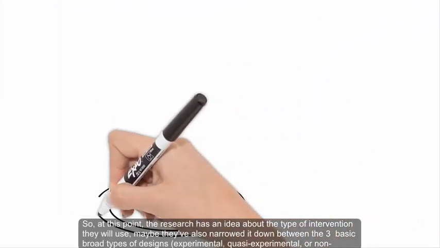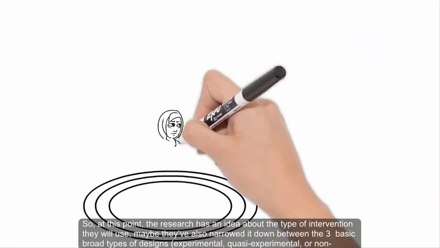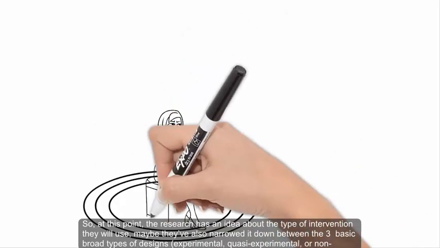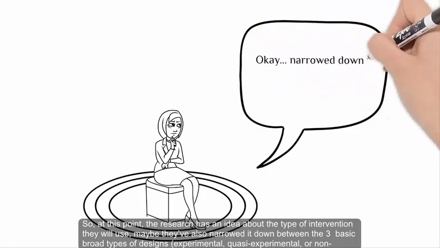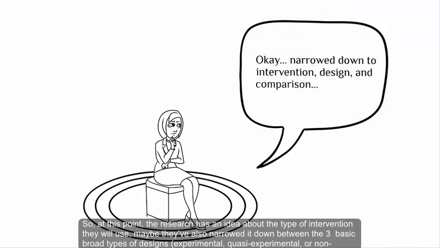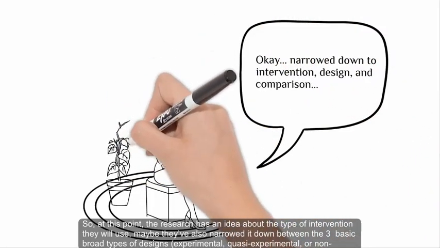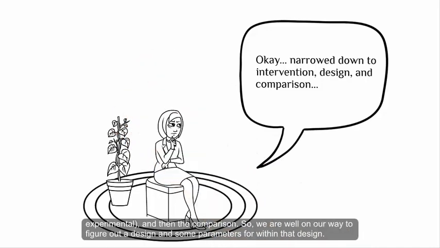So at this point, the researcher has an idea about the type of intervention they will use. Maybe they've also narrowed it down between the three basic broad types of designs: experimental, quasi-experimental, or non-experimental, and then the comparison. So we are well on our way to figure out a design and some parameters within that design.